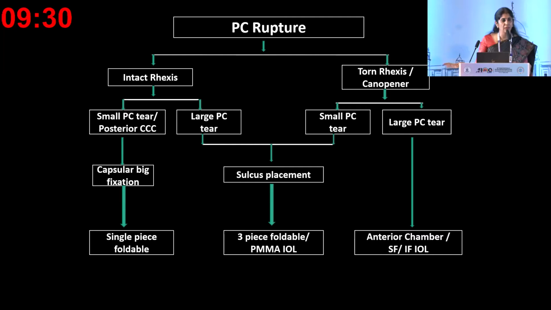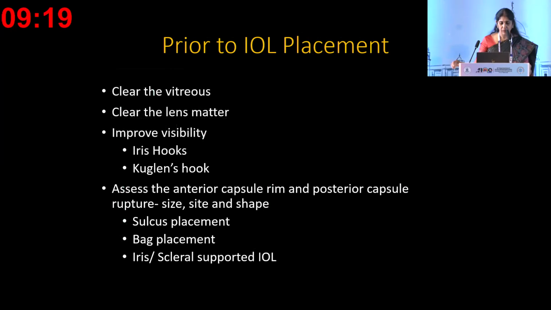For capsular bag fixation, always a single piece IOL, much easier than placing a 3-piece in the bag. And for sulcus placement, we never place a single piece, we only place a 3-piece in the sulcus. Before the IOL is placed, we have to clear the vitreous. All the lens matter has to be removed. I think we have to remember that we should not be in a hurry to think of the lens only. That will come only based on how much of residual capsule support you have after you've removed all the lens matter and cleared the vitreous.